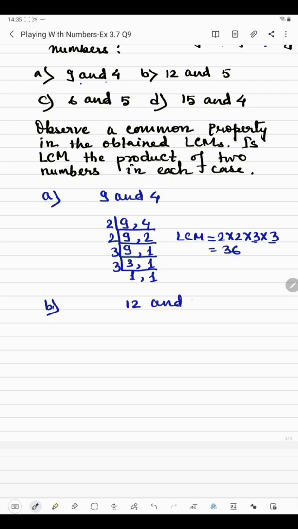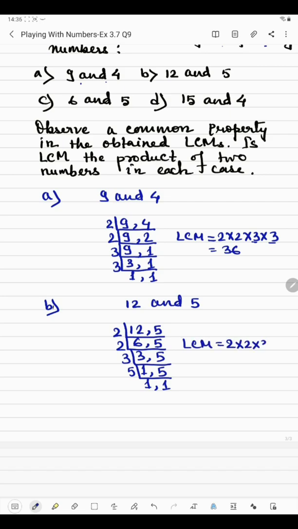So if you find the LCM of 12 and 5, then we'll get 2 6s are 12, 5 cannot be divided by 2, then 2 3s are 6, 5 cannot be divided by 2, then 3 1s are 3, 5 will remain same, then 5 1s are 5. So LCM of 12 and 5 will be 2 into 2 into 3 into 5. So 2 2s are 4, 4 3s are 12, 12 5s are 60.